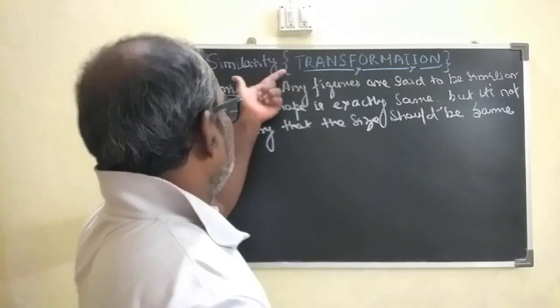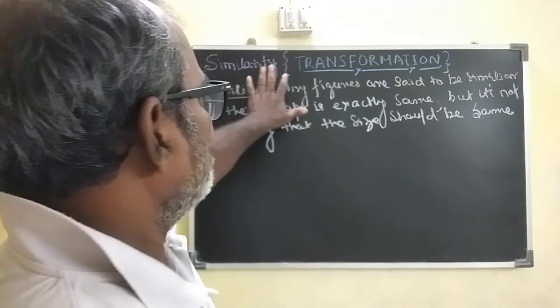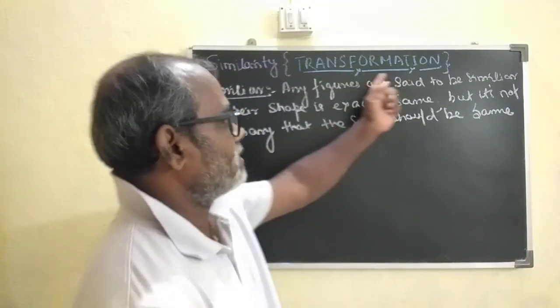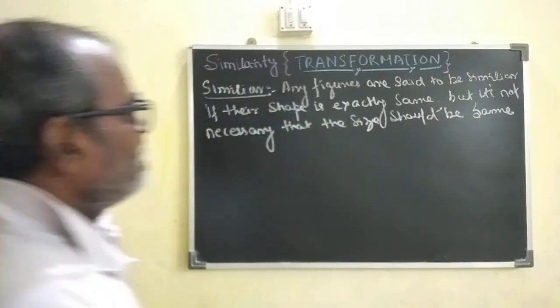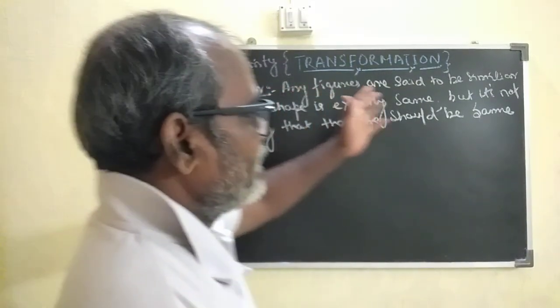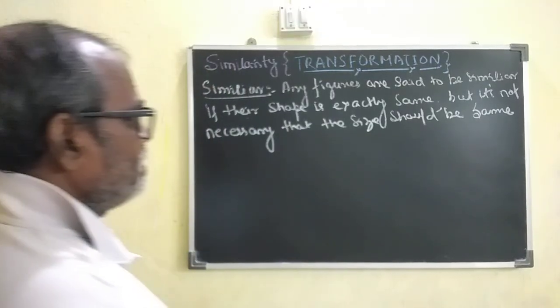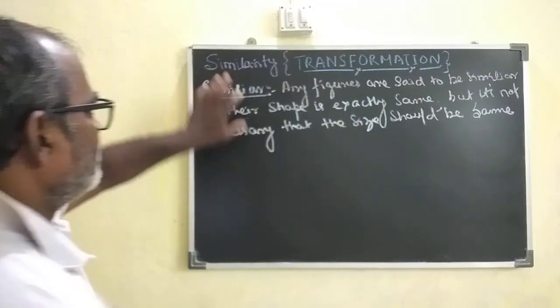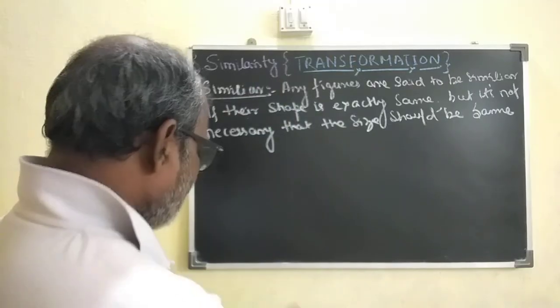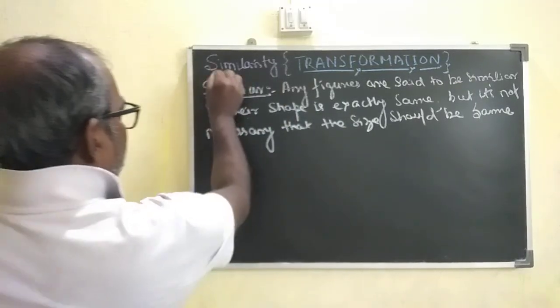So this is the chapter on similarity, and in similarity we have two sections. One section is transformation. From transformation we often get a 4 marks question. So what the transformation is, we'll try to understand. यहाँ पर हम समझेंगे थोड़ी देर बाद. सबसे पहले, we have to understand this term, similarity.